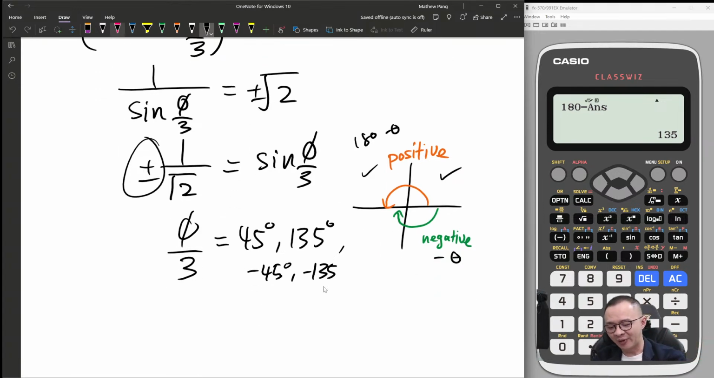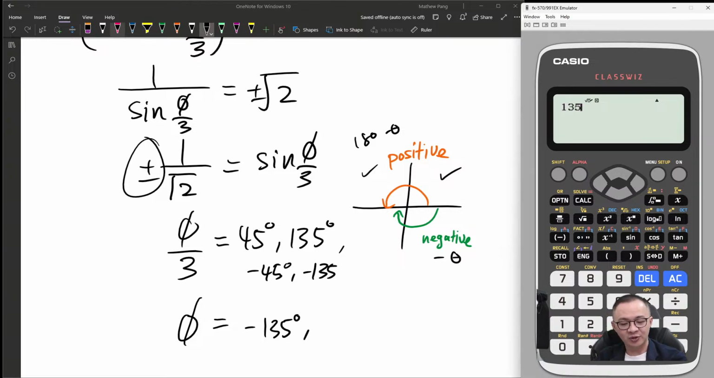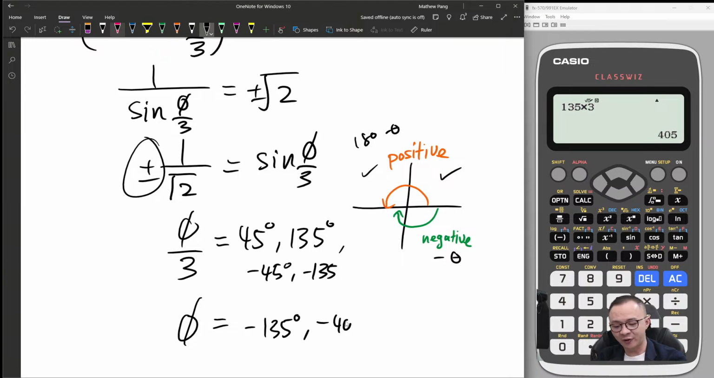Okay, so I want to get my theta, all the angles times 3. 45 times 3 is 135. I write from smallest to largest. Negative 135 times 3 is negative 405. Then 135, then 405. Okay, this is all the angles I have.